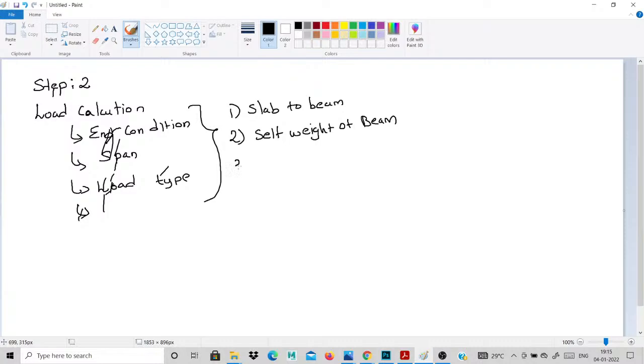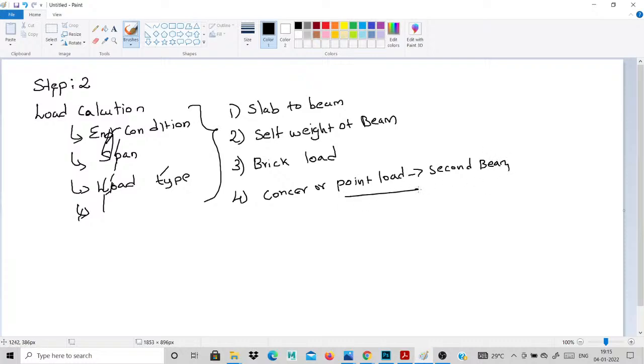Self weight of the beam. The third one is the brick load. The fourth one is the concentrated or point load. A point load means sometimes a secondary beam will be acting on this main beam, so it is a point load. So the first load is the slab to beam load, the second is the self weight of the beam, the next is the brick load, and the next is the point load.